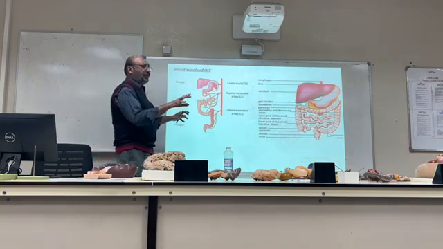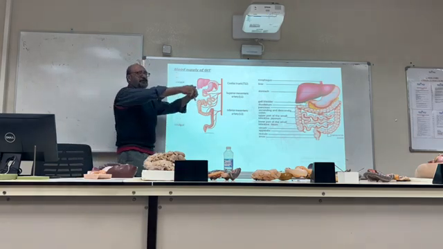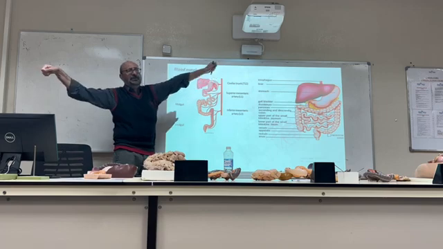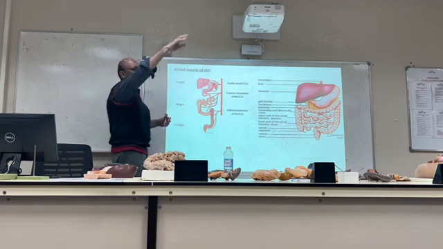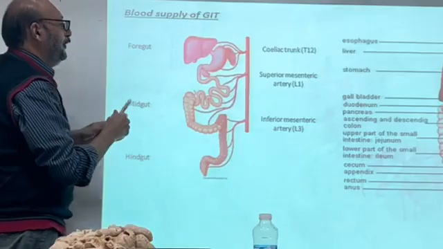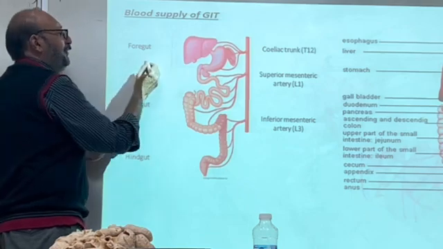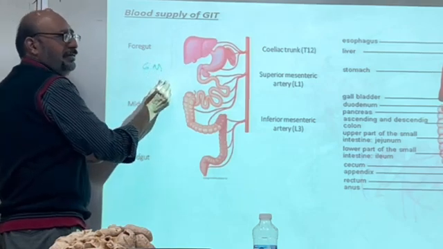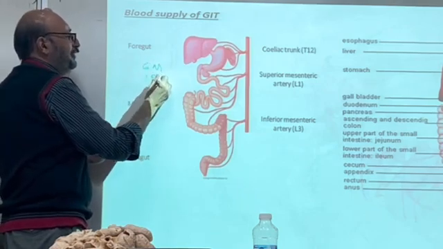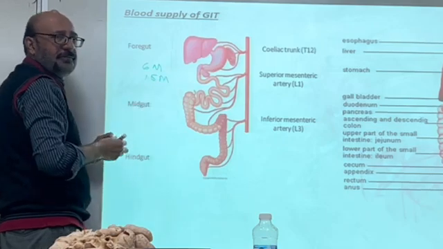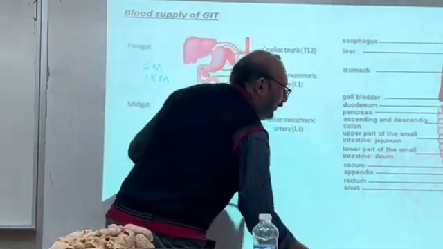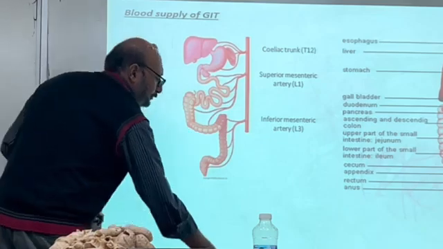Okay, this is the concept for the same. If I make the GI tract lie on a road, it is about 7.5 meters long. We have 6 meters of small intestine and 1.5 meters of large intestine, so roughly 7.5 meters is the total.